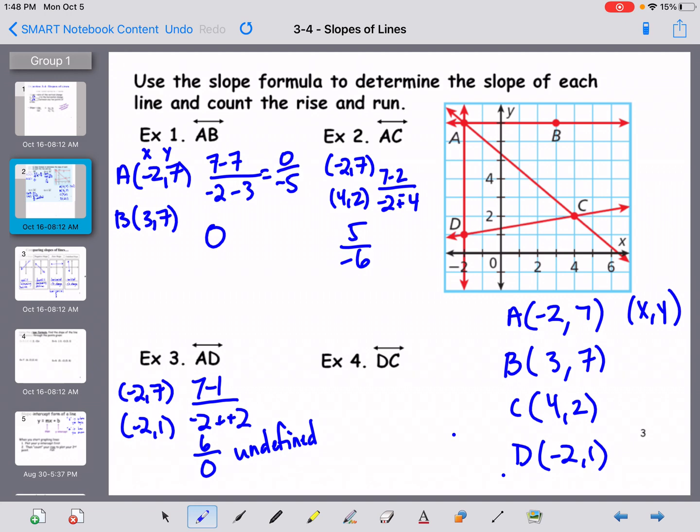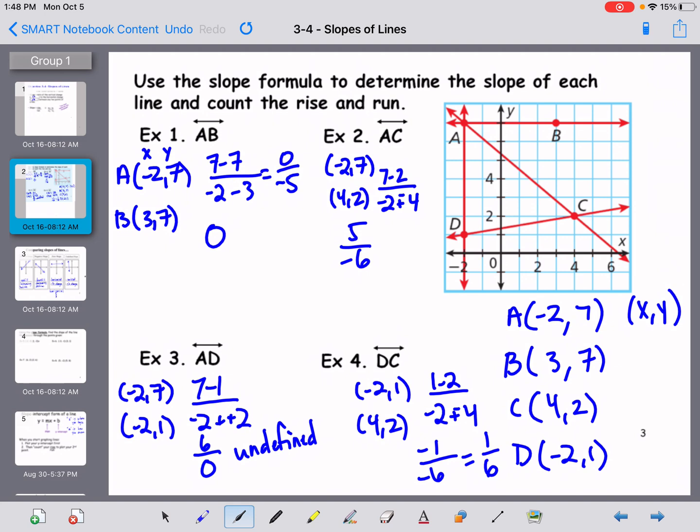And now I'm just cranking out these slope values. And C is 4 over 2. All right, so we have 1 subtract 2, and then we have -2 subtract 4. So we end up with a -1 over a -6, and 2 negatives make a positive. All right, so I used the formula, and I plugged and chugged. So I got the answer 0 for example 1.